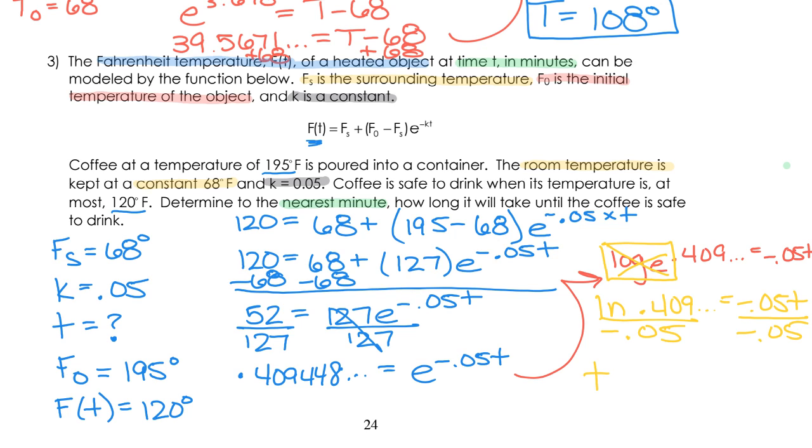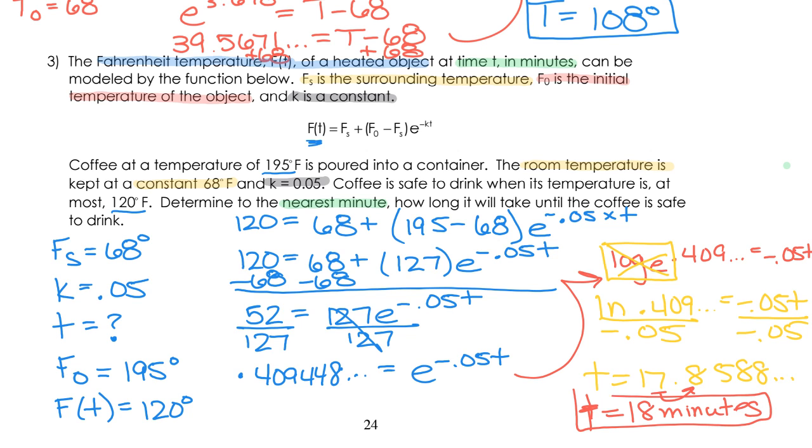And that's going to end up with our t value of 17.8588. They asked to the nearest minute. So that would be this spot. Look next door. It's going to round it up, and we'll say t equals 18 minutes. And this one's done.